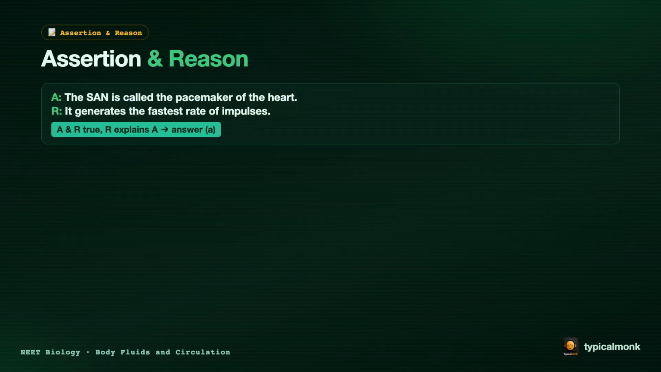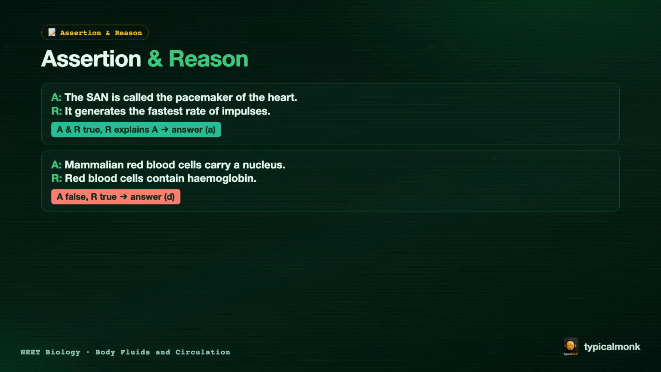Now the first drill, assertion and reason. Each time ask, is A true? Is R true? And does R explain A? First, A. The SAN is called the pacemaker of the heart. R. It generates the fastest rate of impulses. Both are true, and R correctly explains A, so the answer is A.